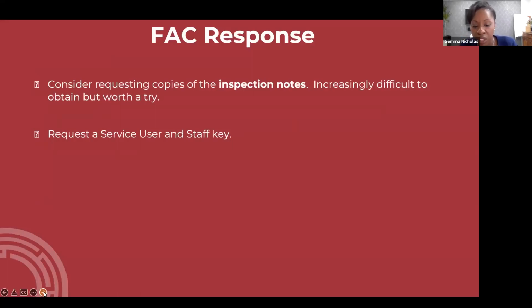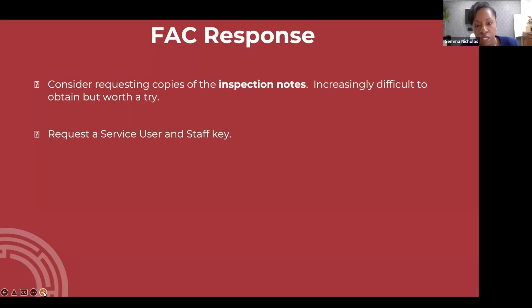Also, it's worth considering requesting the inspection notes. These are the notes that the inspector actually produced whilst on the site visit. We have had success in the past in getting these, but it is increasingly difficult to obtain them. The notes do form part of the underlying evidence, so it's worth trying to get a hold of them if you can.